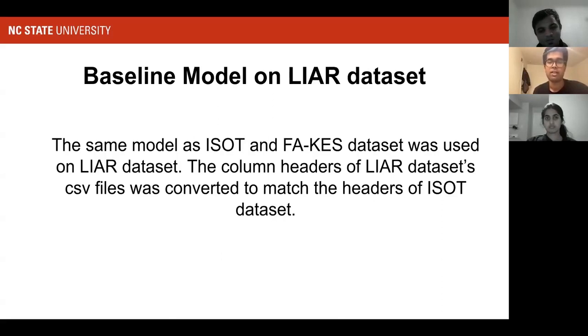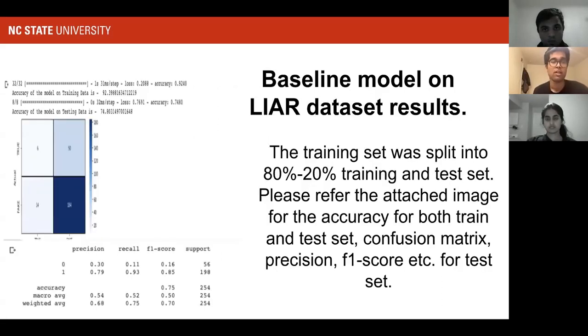Then we trained the model on the liar data. The results that we got on the liar data set were as follows. The accuracy of the model on the training data was 92, and on the testing data, it was around 74.8. The F1 score was around 0.85.